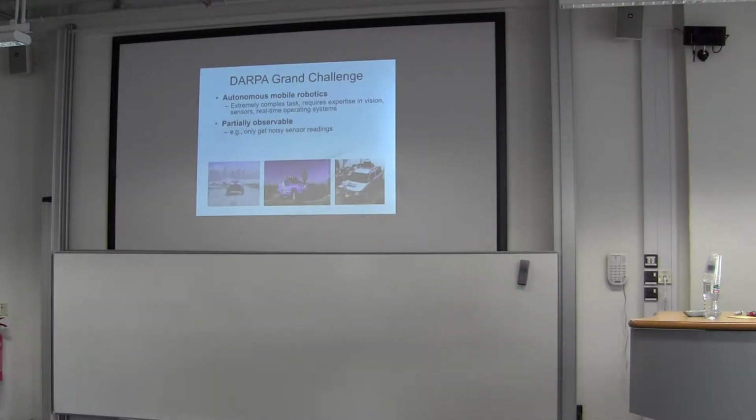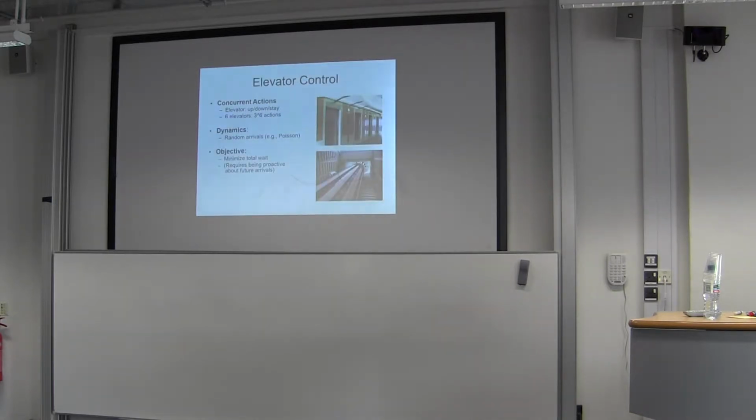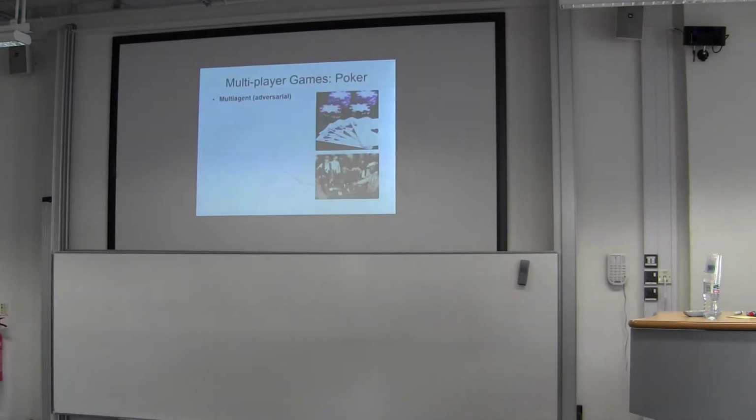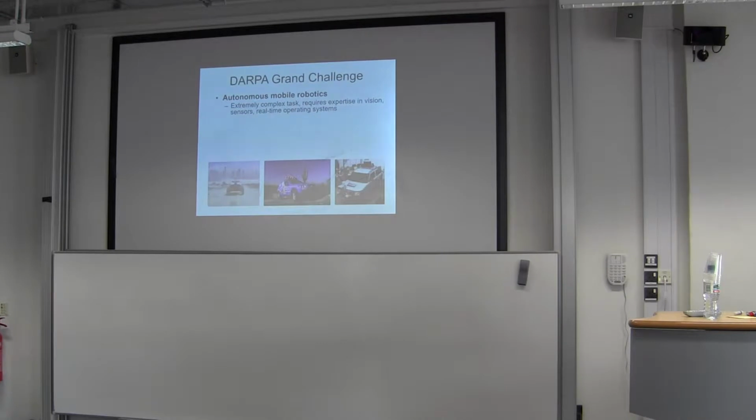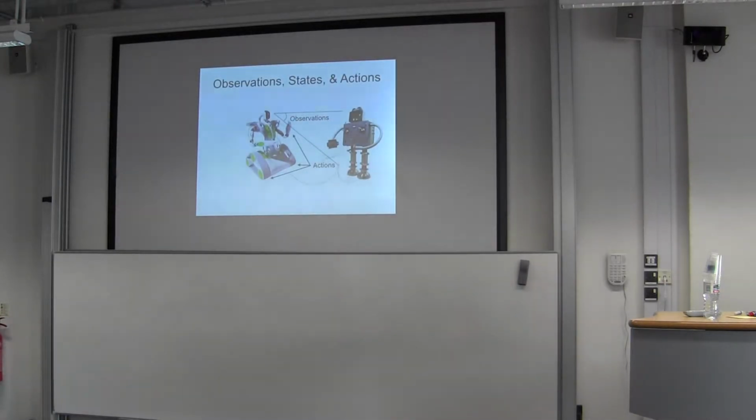I mean, autonomous driving, a huge, big deal now, poker, two-player games, elevators, something else stochastic, something else sequential, right? So how do we model all these different domains? The 6-tuple, that's all you need. Okay. So let's start thinking about how to model domains.